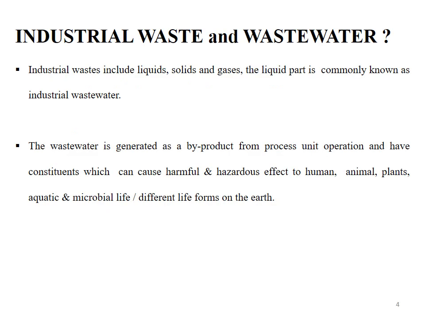First of all, let's see what's industrial waste and wastewater. The industrial wastes include liquids, solids, and gases. The liquid part is commonly known as industrial wastewater. This wastewater is generated as a byproduct from process unit operation and has constituents which can cause harmful and hazardous effects to humans, animals, plants, aquatic and microbial life, and also different life forms on the earth as well.